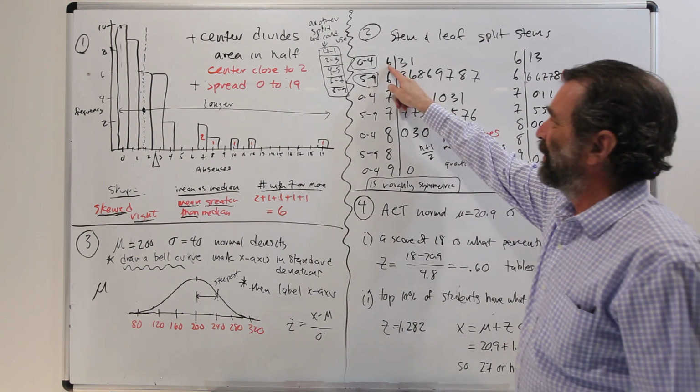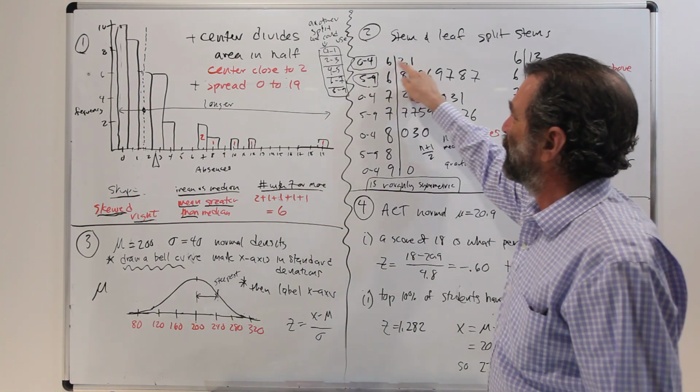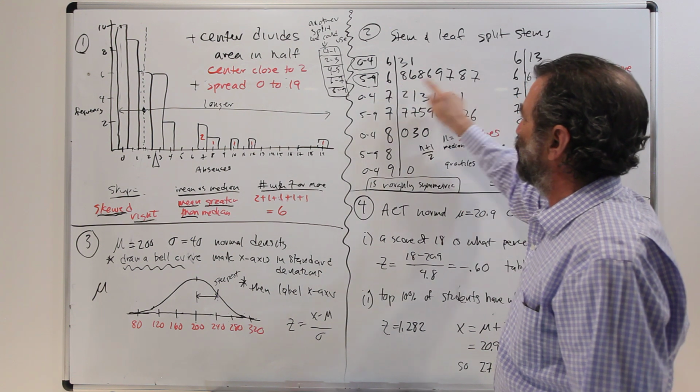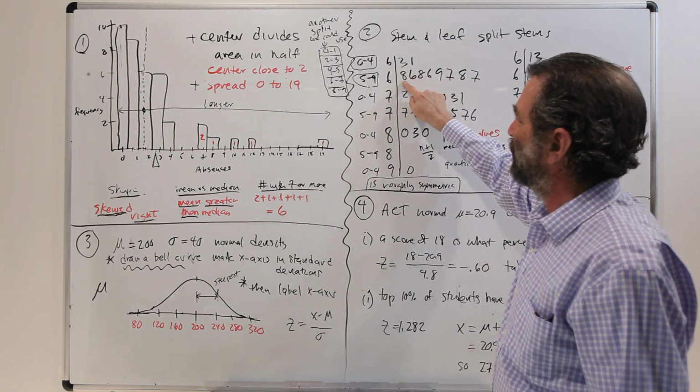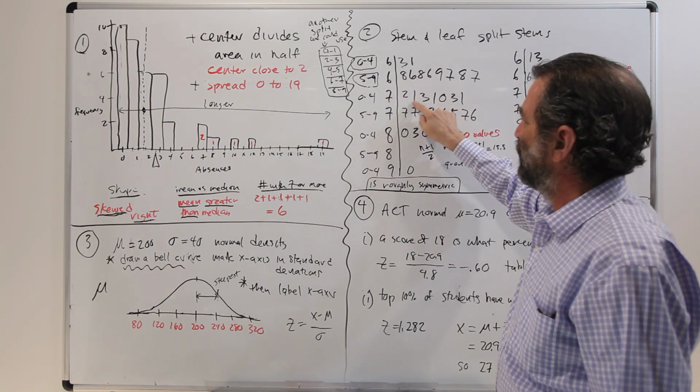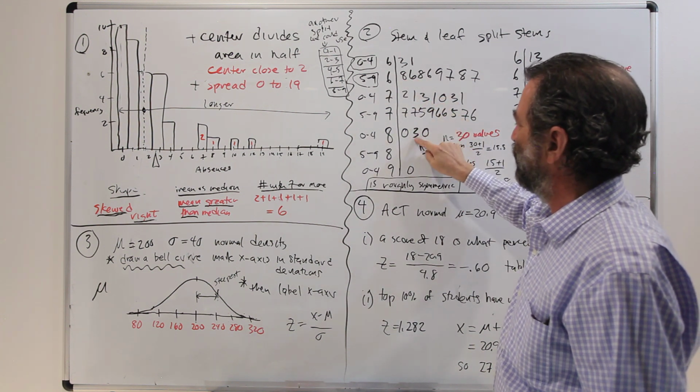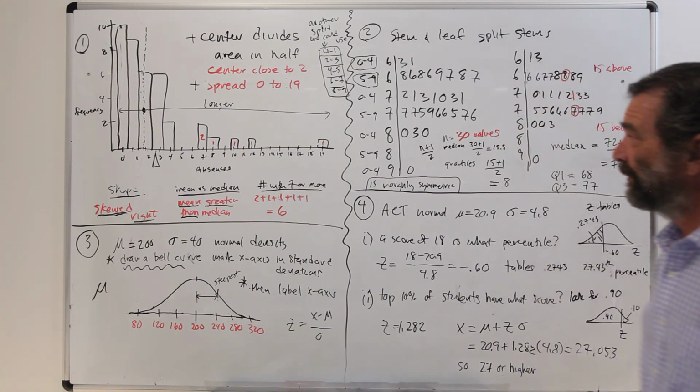So over here, it's the 60s. 60 through 64 appears here, and 65 through 69 appears there. And we just read them off. So that's 63, 61, 68, 66, etc. 71, 73, 77, 83, 90. So those are all the values there.